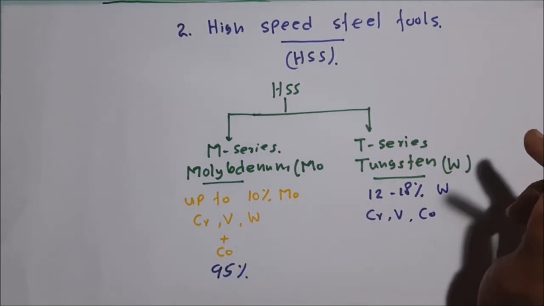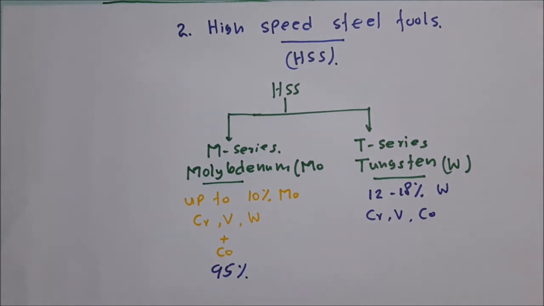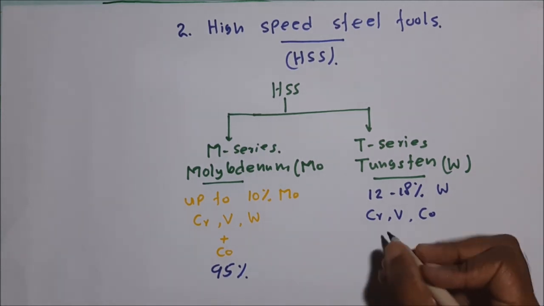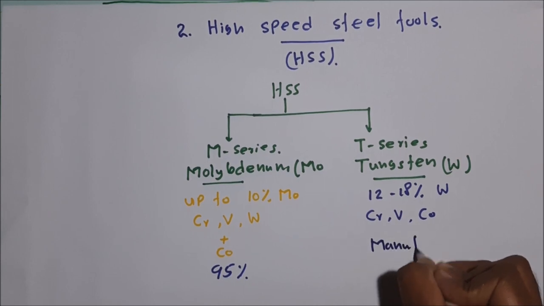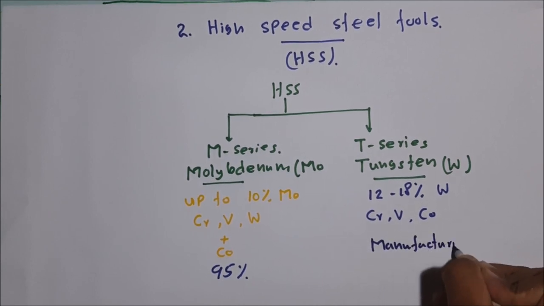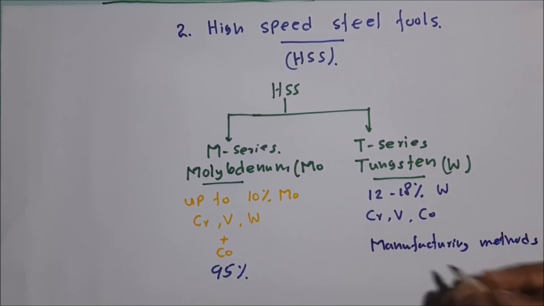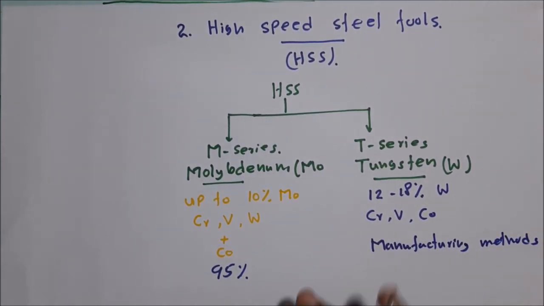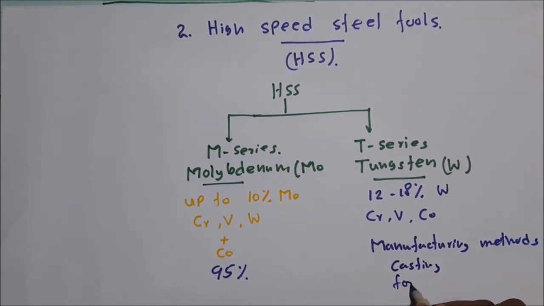Then what are the methods to manufacture this HSS tool? The manufacturing methods are casting, forging, and sintering.